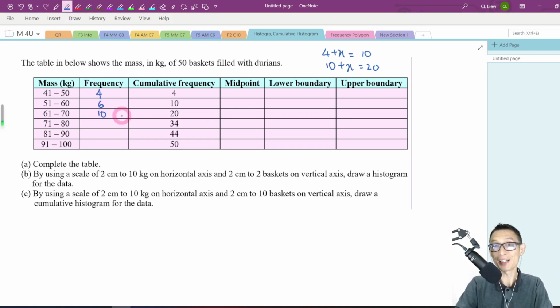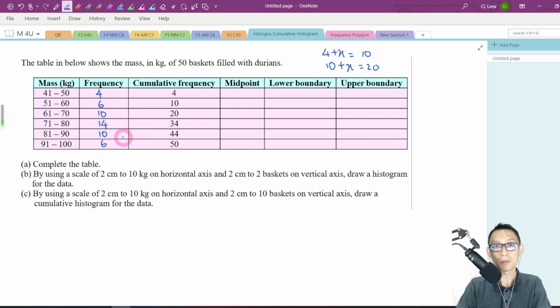So from here, in order to get the frequency for each class interval, what we need to do is find the difference between the cumulative frequencies, so that we'll be able to get the frequency for this class interval. So 10 minus 4, you get 6. 20 minus 10, you get 10. Same thing here, 34 minus 20, 14. 44 minus 34, you get 10. And 50 minus 44, you will get 6.